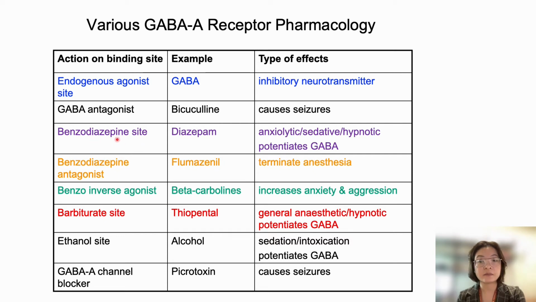The benzodiazepine binding site is the site of action of the benzodiazepines, such as diazepam, and these drugs potentiate GABA function. There is also a benzodiazepine antagonist, flumazenil, which can antagonize the action of benzodiazepines only, not GABA itself. And lastly, there is a benzodiazepine inverse agonist, beta-carbolines, that can produce increases in anxiety and aggression, so kind of opposite to the anxiolytic and sedative properties of benzos. There is also the barbiturate binding site, an ethanol binding site, and lastly, you can block the entire chloride channel with picrotoxin itself.